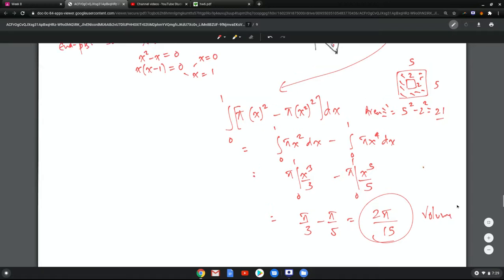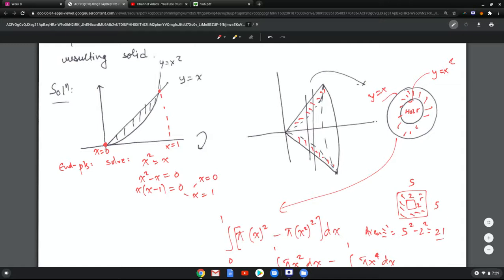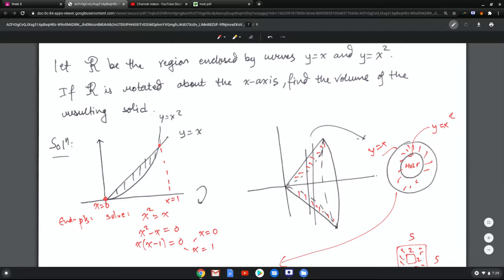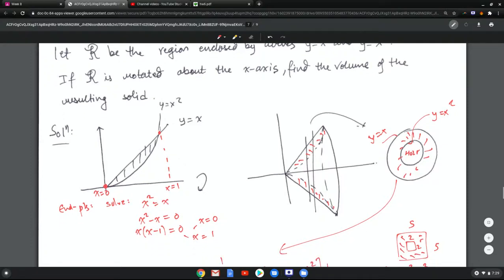So the two key concepts here: A, finding the intersection points, and B, realizing that because it's a region that's been rotated and not a single curve, it's not an area enclosed by a curve. It's a volume created by the region enclosed by curves. So you have to subtract the missing part in between.